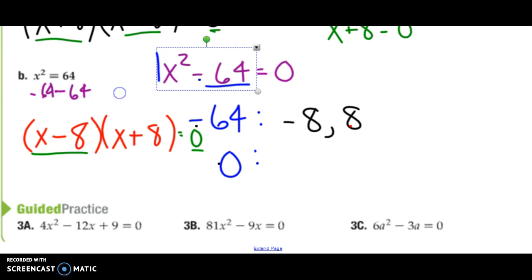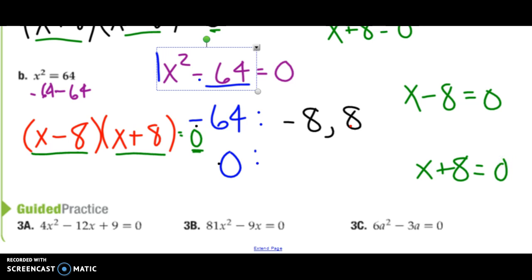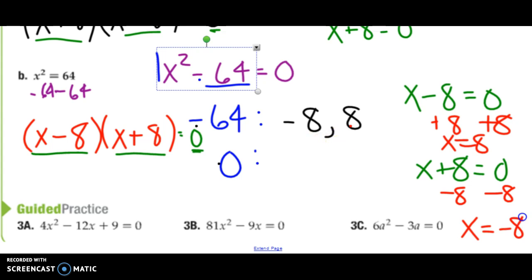So either x minus 8 equals 0 or x plus 8 equals 0. And so I'll solve them both. x minus 8 equals 0, x plus 8 equals 0. So how do I solve them? I add 8, and so x could equal 8, or I subtract 8, and x equals negative 8. So if you're thinking of graphing again, where did these cross the x-axis? They cross at positive and negative 8.